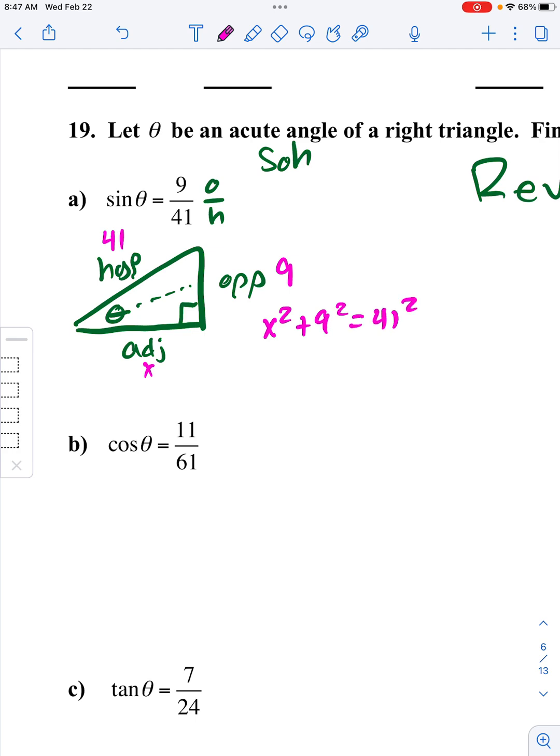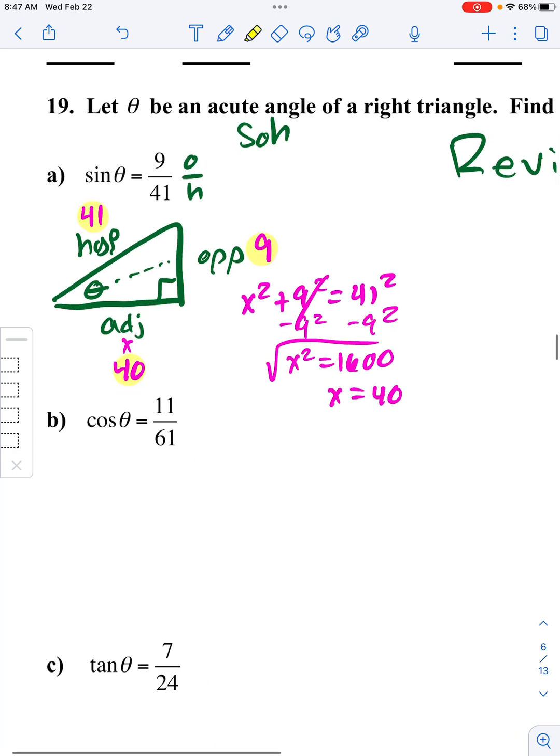And then I'm going to take 41 squared minus 9 squared. So I'm moving this over here. And I'm getting 1600. And I'm going to see if that's a perfect square. It is a perfect square of 40. So that means this side is 40. So these are my three opposite, adjacent, and hypotenuse numbers.